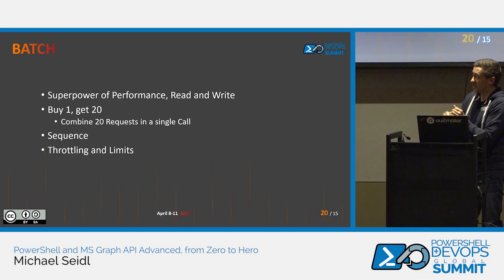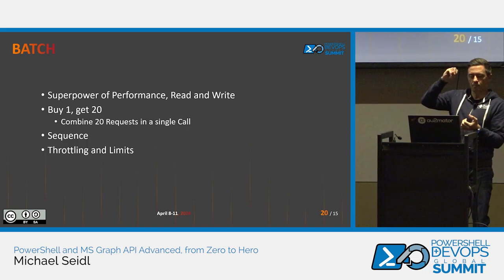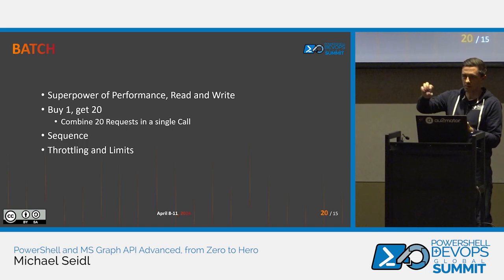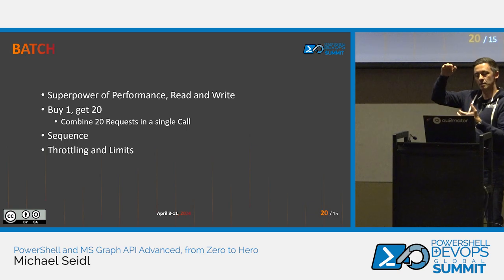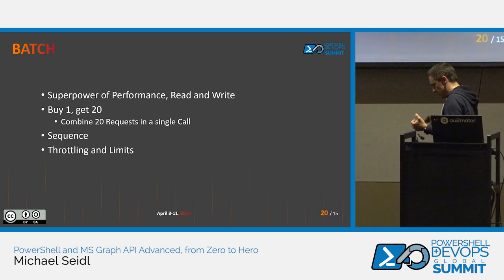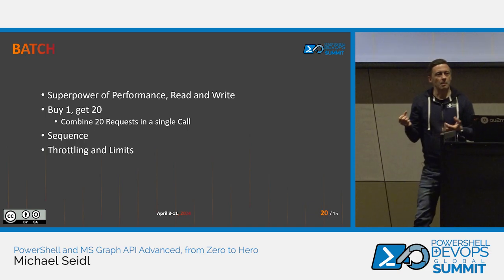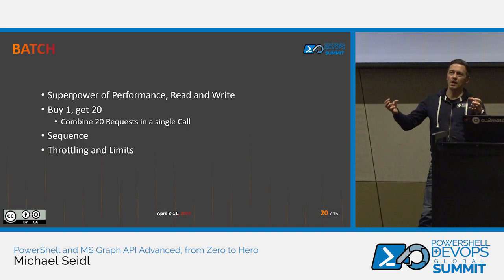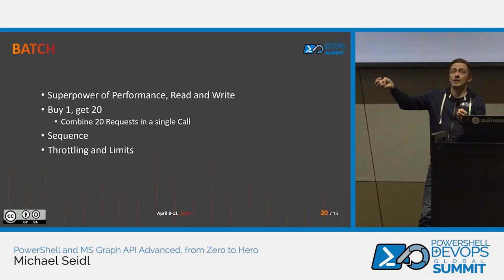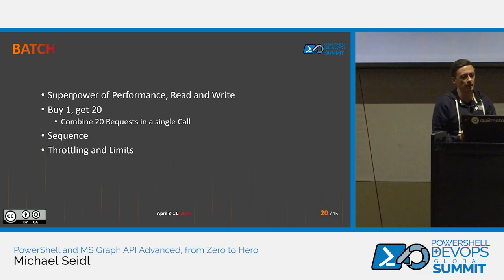You can also do sequencing. So create the user, create the group, create the next user. You can define the sequence and you can define which command depends on a different one. The bad thing is you cannot work with any result in one batch. So you cannot create a group, get the ID, and use it for the next one. So that's a second batch.